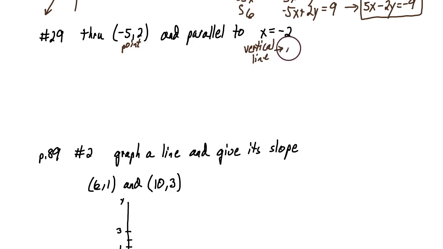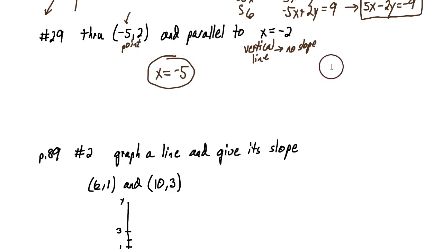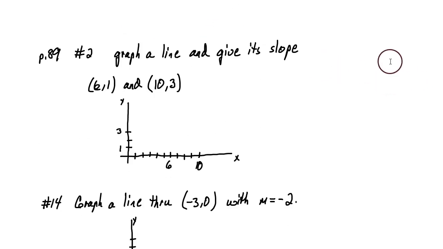A vertical line has no slope. All vertical lines will have this format for their equation. So to create our equation, we're going to follow that format. X equals, and then look to see what x equals. It's negative 5. There's the equation of our line.